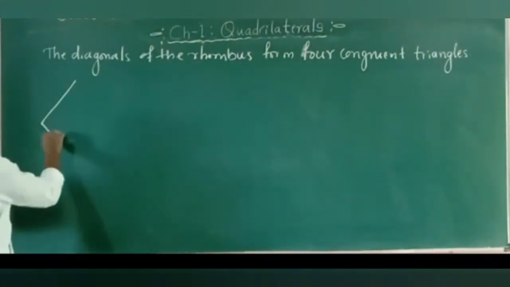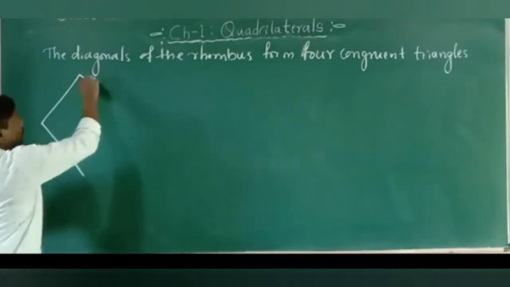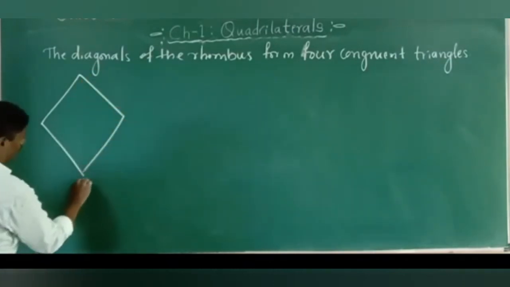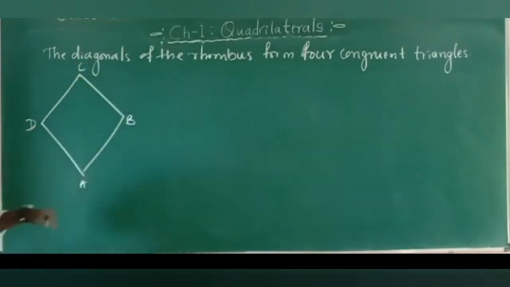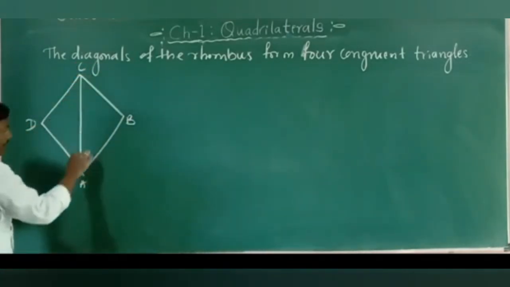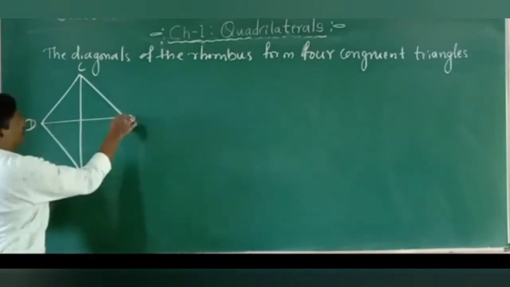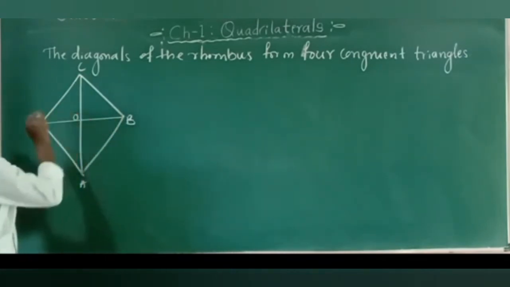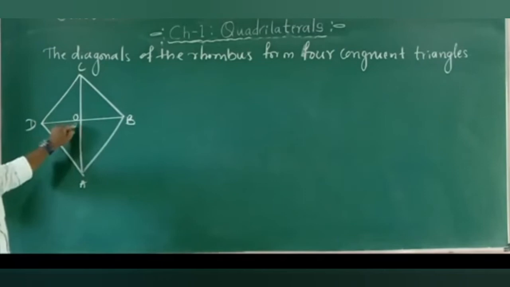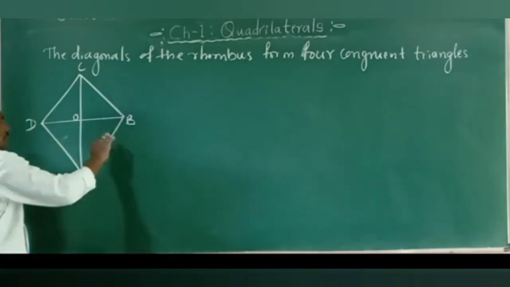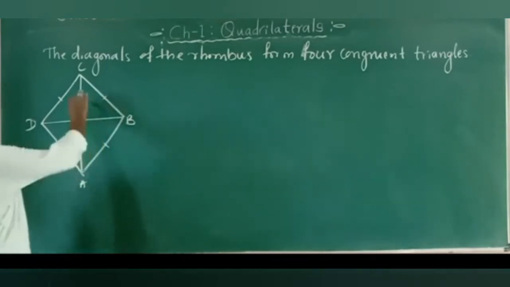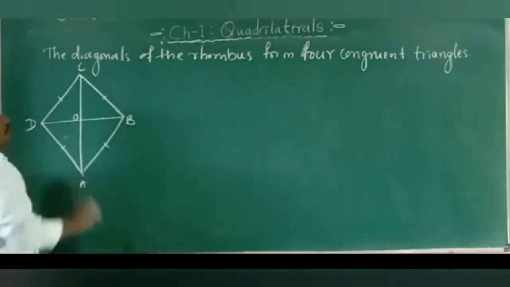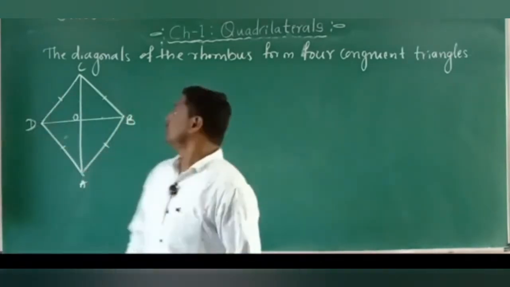For that, consider one rhombus. Here ABCD is a rhombus. AC and BD are the two diagonals of the rhombus. These two diagonals intersect at point O. So all the four sides of the rhombus are equal and the diagonals bisect each other, right?